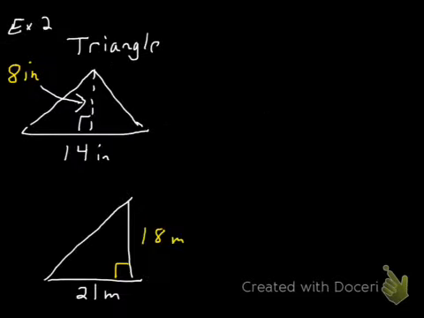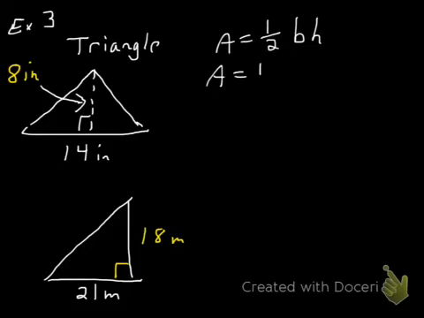Okay, next one. First off, this should be example 3. Let's fix that. Okay, we're going to do the triangle. I'm going to write the formula up here. For the triangle, it's 1/2 the base times the height. Okay, I colored in the heights on these. You're always looking where the right angle is, so the height on this triangle is 8, and the 14 would be the base. So 1/2 times 14 times 8.